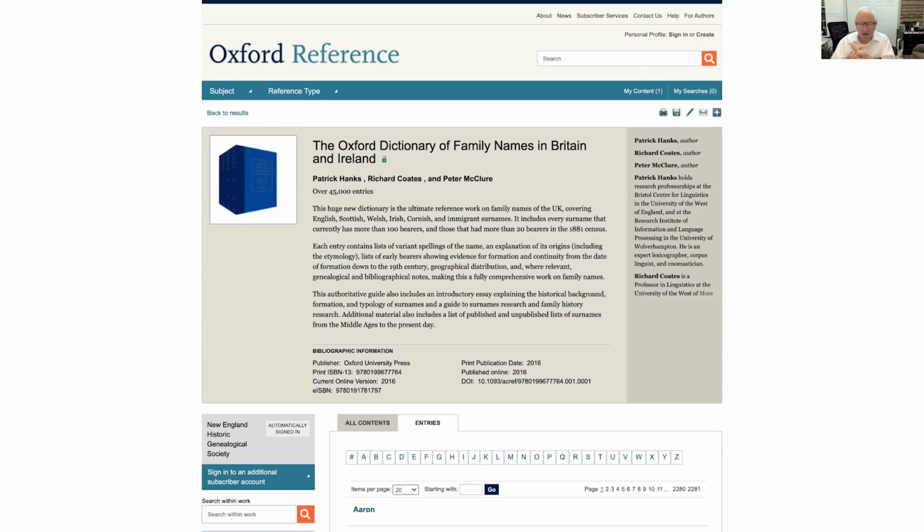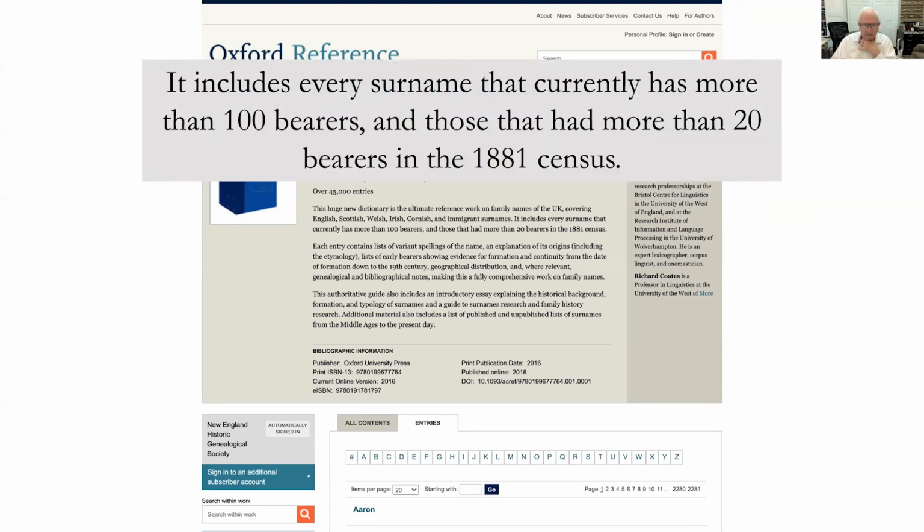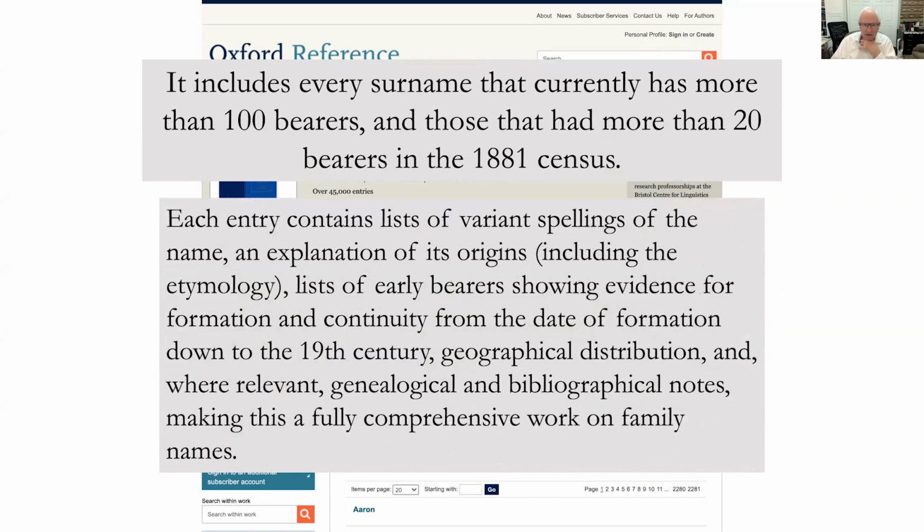Now some of these references, for example, the Oxford Dictionary of Family Names in Britain and Ireland, you may be able to find if you search for it online and get into it. But this is where they're all collected together, and you can gain direct search into them. Some of them are subscription that you can't get into otherwise. This covers those names that had more than 20 bearers in the 1881 census. So that's the place where they started. And that's all the stuff that I just said about the variant spellings and origins and everything.